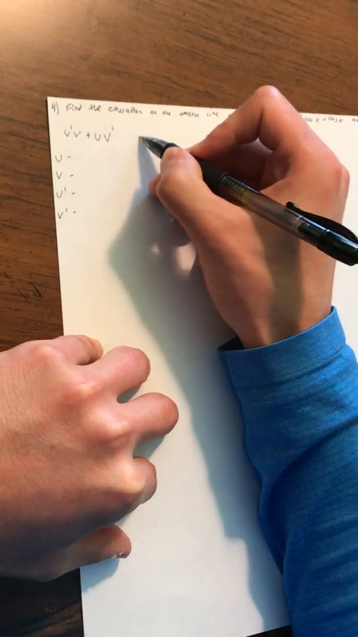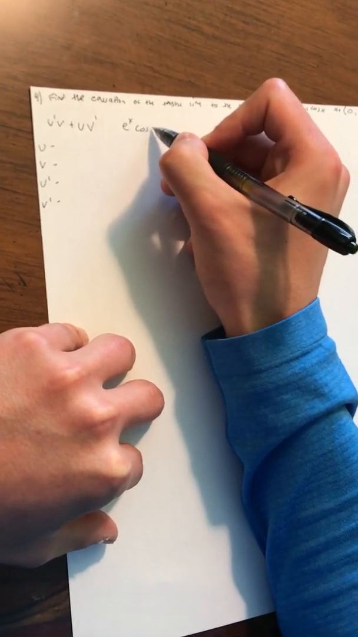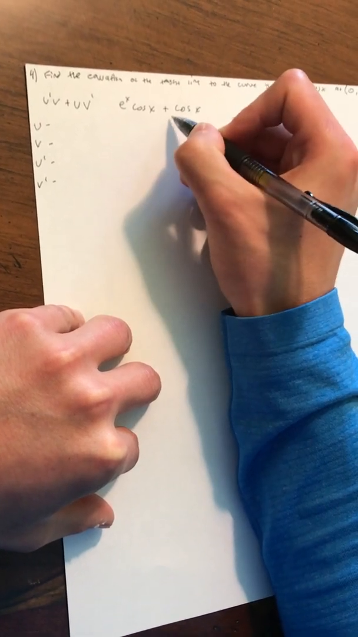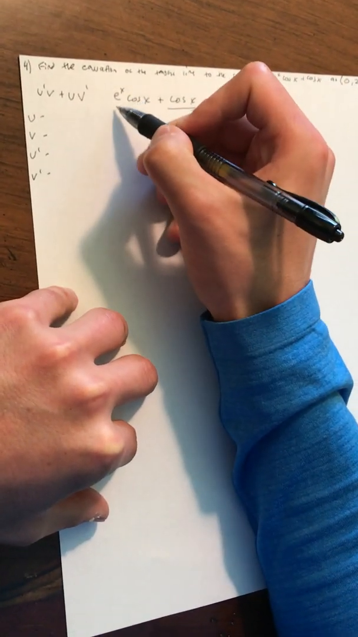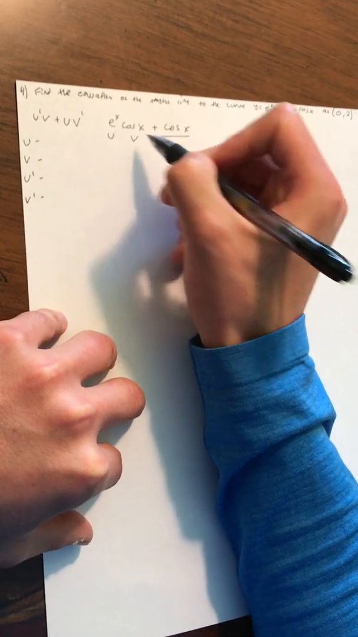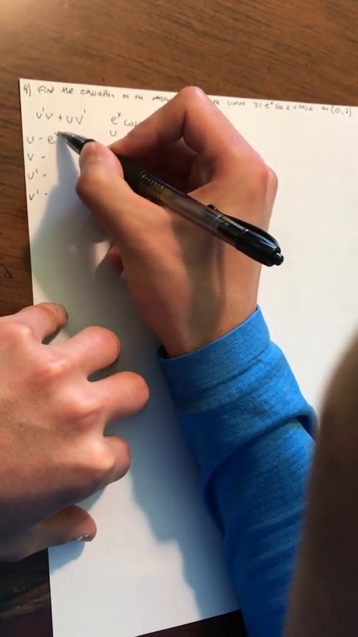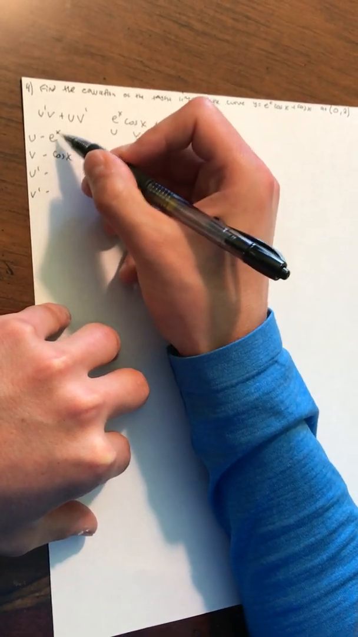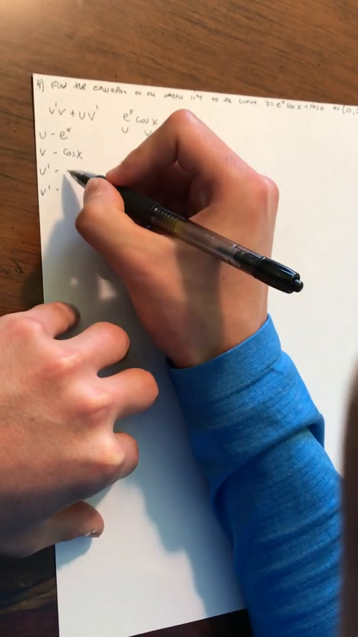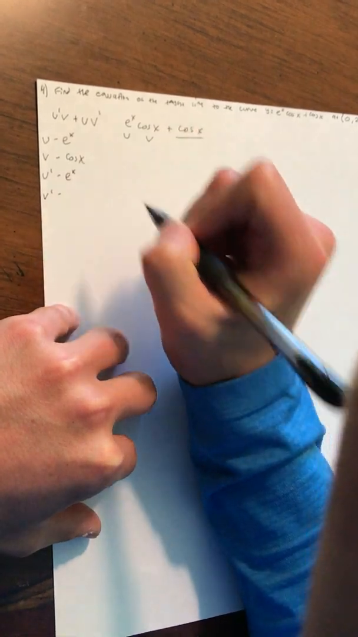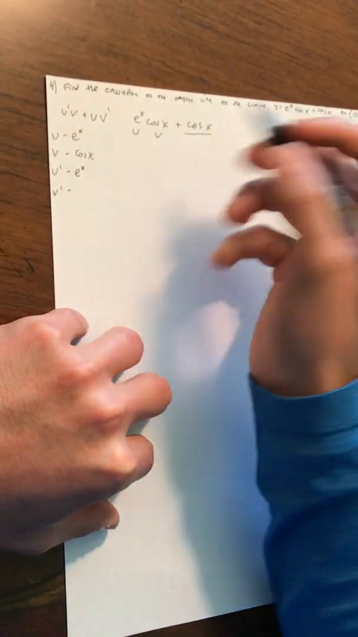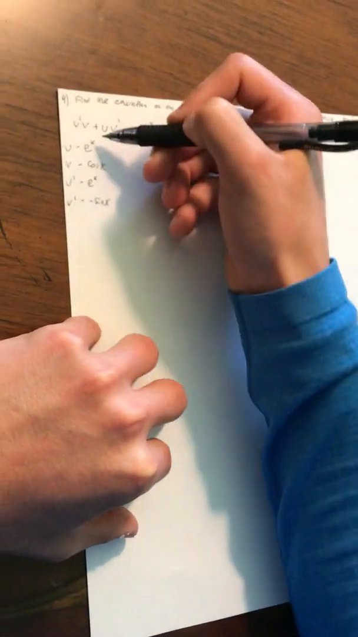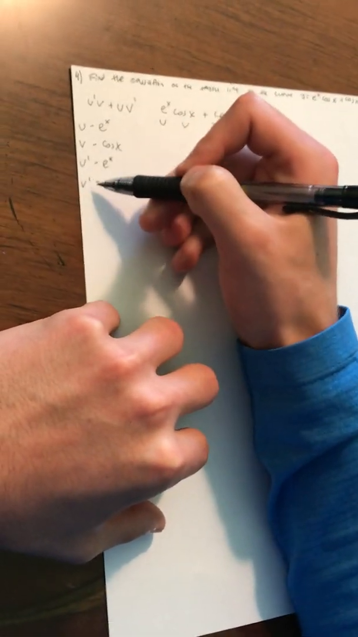So we have e to the x times cosine of x plus cosine of x, and we can worry about this part later. But for this, we have a u and we have a v. So our u will be e to the x, our v will be cosine of x. The derivative of e to the x, u prime, will always stay e to the x, and our cosine of x will end up negative sine x.